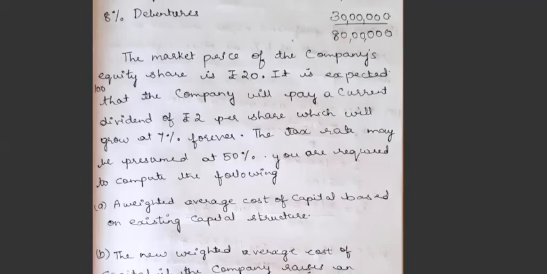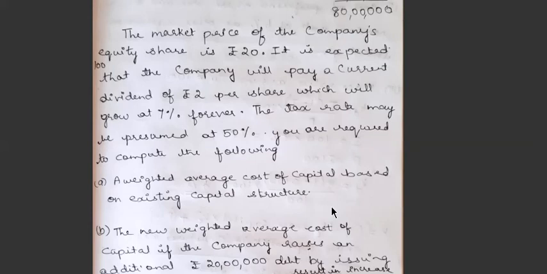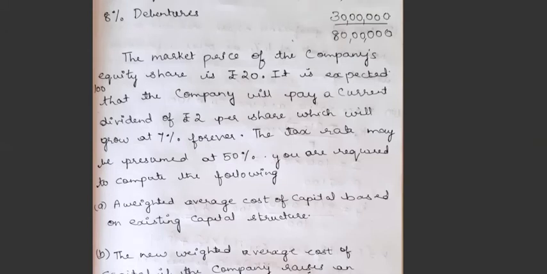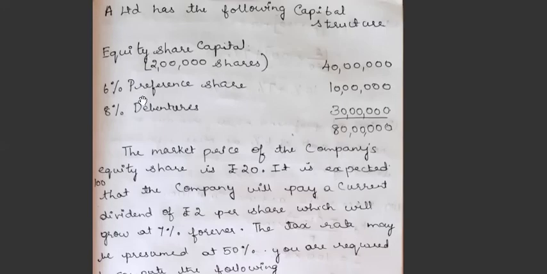What you have to calculate is the weighted average cost of capital based on the existing capital structure. The second question we will answer later. First we will answer the first one. To calculate the weighted average, we have to calculate first KE, then KP, then KD. We will calculate KE first.